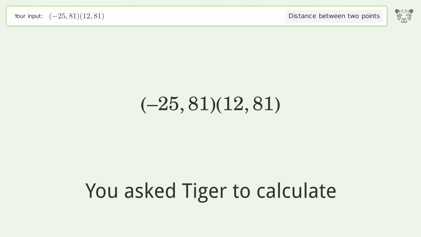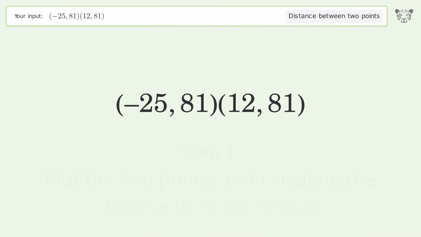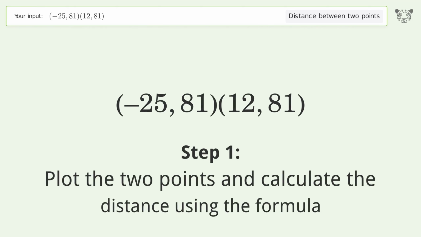You ask Tiger to calculate. This deals with the distance between 2 points. The distance between the 2 points is the square root of 1,369, or 37. Let's solve it step by step. Plot the 2 points and calculate the distance using the formula.